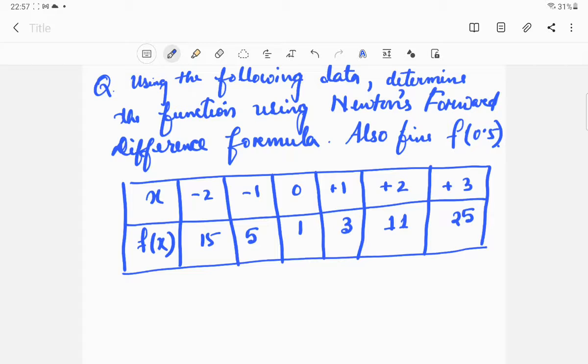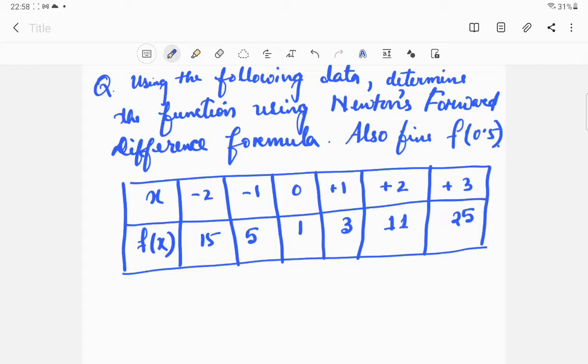So in this case, you can see on the screen that there is a question. The question is, using the following data, determine the function using Newton's forward difference formula, and also find the value of f(.5).